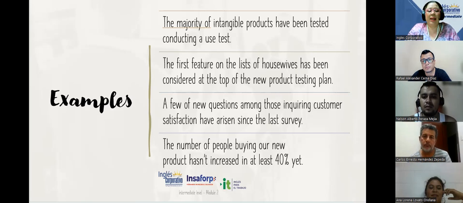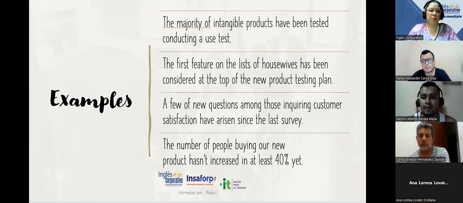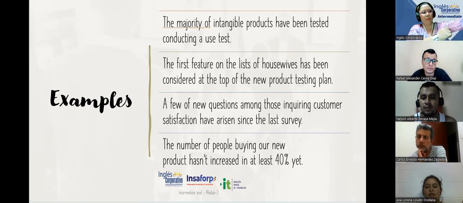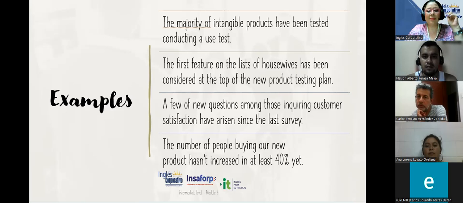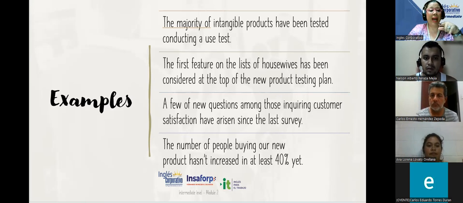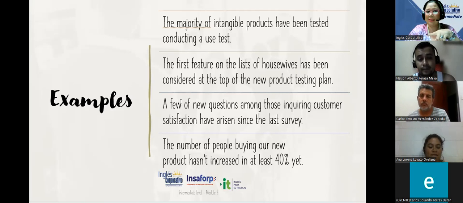A ver, ¿quién quisiera explicar cuál es el sujeto? Which one is the subject? ¿Y por qué usamos have ahí? The subject would be new questions. And we use have because we have a few. Yes, correct. We have a quantifier over here. We have a few, unas cuantas, okay?